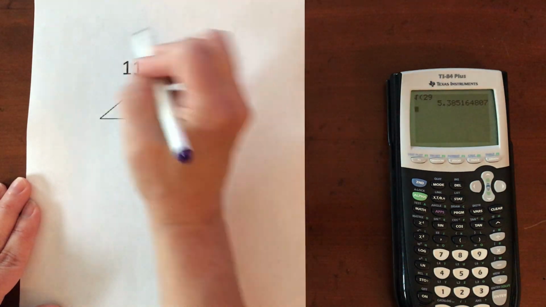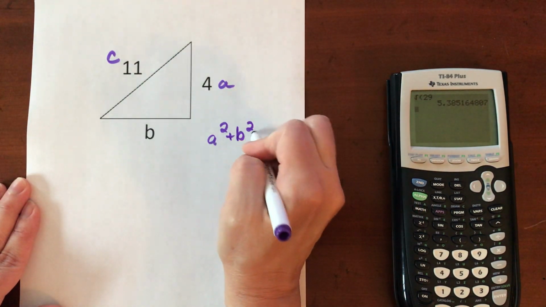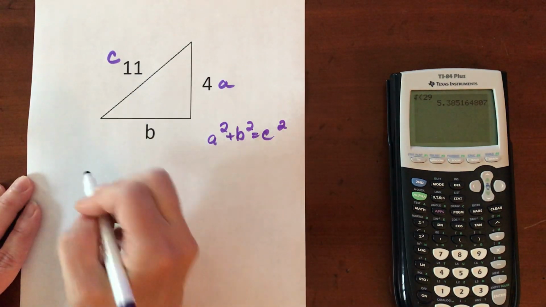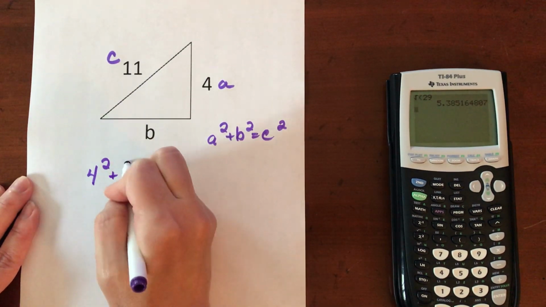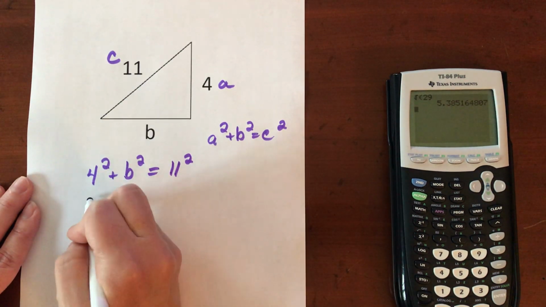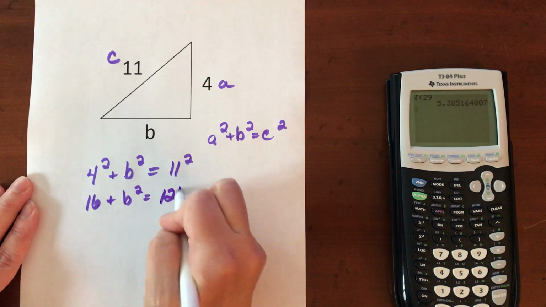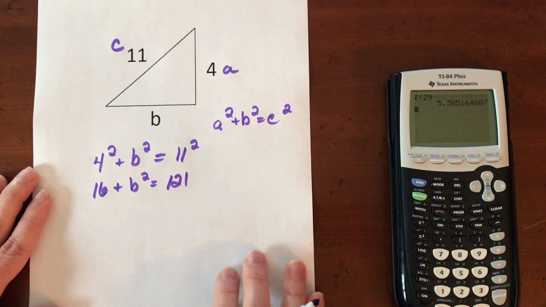So this is A, this is C. Again, we are using a squared plus b squared equals c squared. So we have 4 squared plus, we don't know what b is, b squared equals 11 squared. 4 squared is 4 times 4, 16, plus b squared. 11 squared is 121.